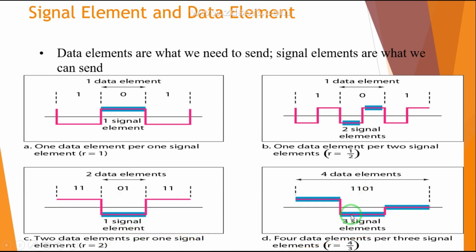And last, you can see it over here. This is your signal element. That is 3 signal elements, 1, 2 and 3. But how many data elements are these 3 signal elements going to carry? How many bits? 4. So R is equal to what? 4 by 3. 4 means 4 data elements and 3 means 3 signal elements.